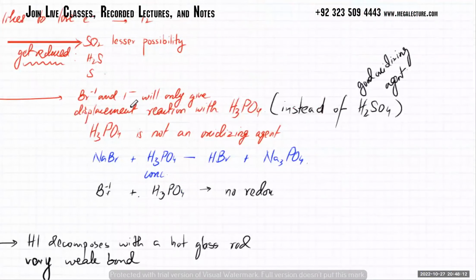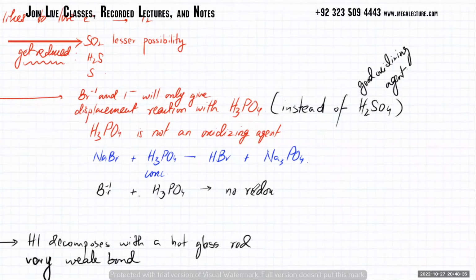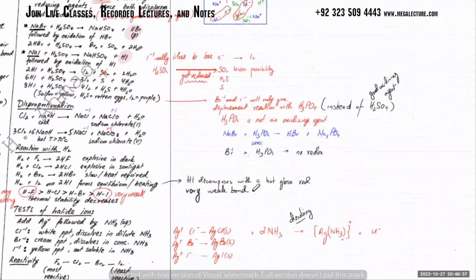So you can kill the redox part by Br minus one and I minus one will only give displacement reaction with H3PO4 instead of H2SO4, because H2SO4 was a pretty good oxidizing agent. H3PO4 is not an oxidizing agent. It has no ability to actually gain electrons. So in this case, you're not going to get a redox reaction. So you just have to replace the acid. Instead of sulfuric acid, you're going to use phosphoric acid. Is that clear?